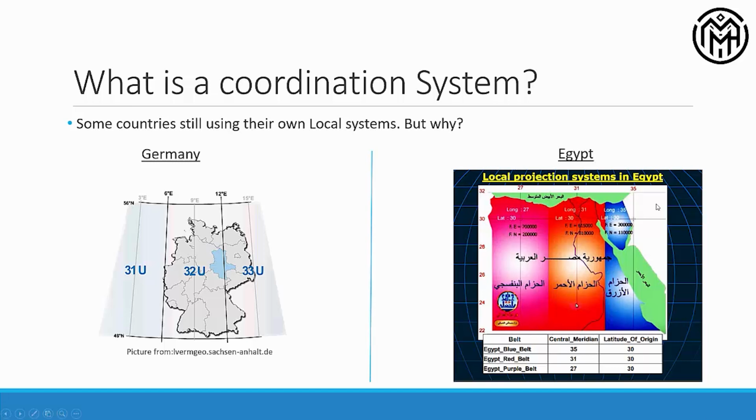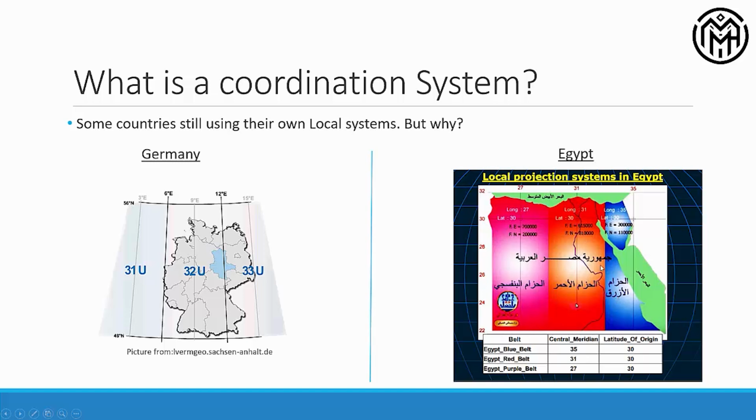So they decided to use their own coordinate system, but actually you cannot decide to work with your own coordinate system and ignore the rest of the world. You have to somehow connect it with a global coordinate system. So they decided to divide Egypt into three parts. Actually, two more have been added, but let's now stick with three parts. A part called the red belt, a part called the purple belt, and a part called the blue belt.